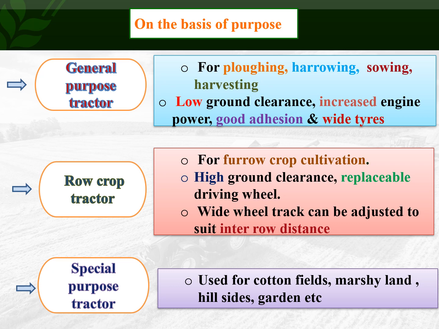Here we discuss the classification of tractor according to specific purpose. For doing normal farm activities, a low ground clearance tractor is required to avoid soil compaction. For furrow crop cultivation, a high ground clearance tractor is required to save crops from damage. For wetland cultivation, a special purpose tractor is used.